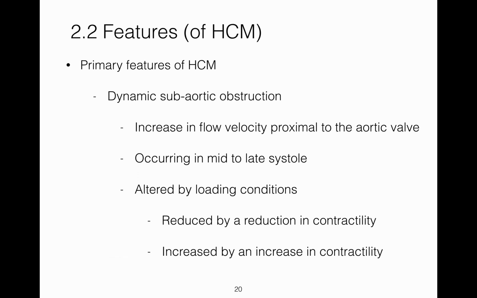Another primary feature of hypertrophic cardiomyopathy is dynamic subaortic obstruction. This results in an increase in the blood flow velocity proximal to the aortic valve. The increased velocity is highest in mid to late systole. This feature can be altered by loading conditions. That is, it can be reduced by a reduction in LV contractility or increased by an increase in LV contractility.